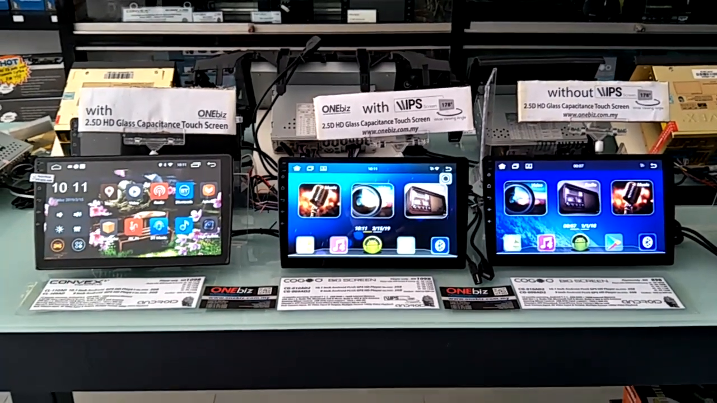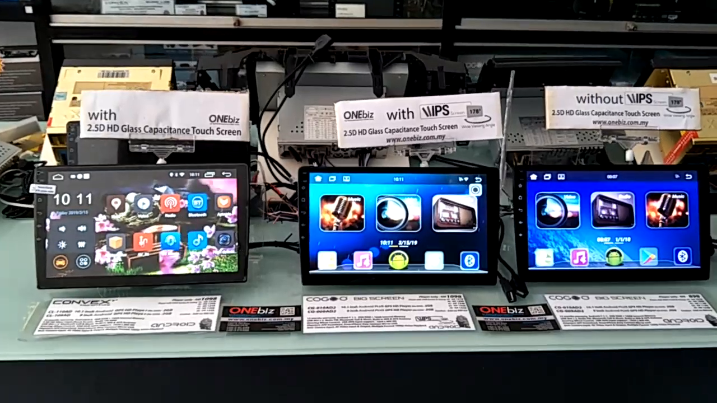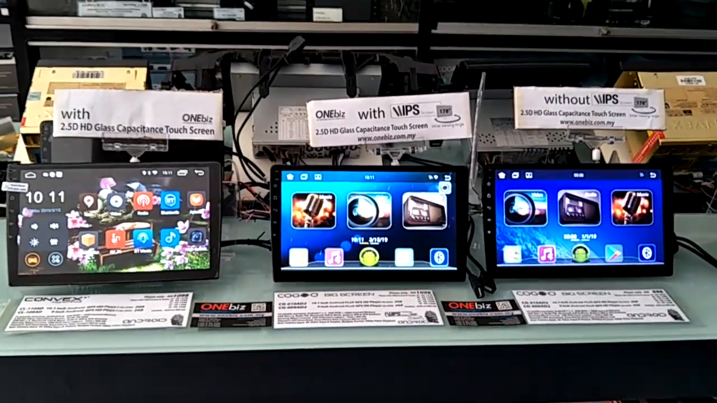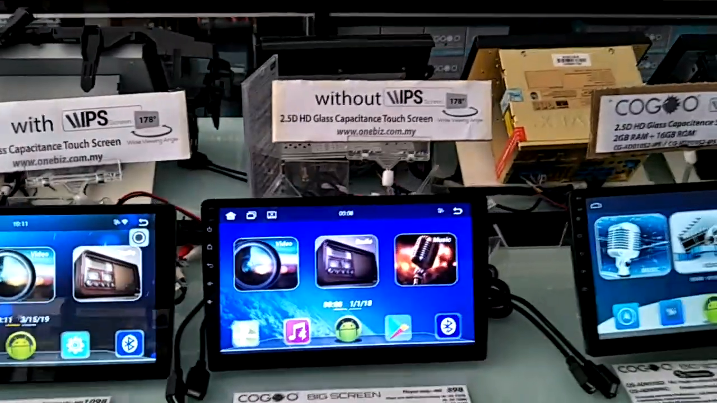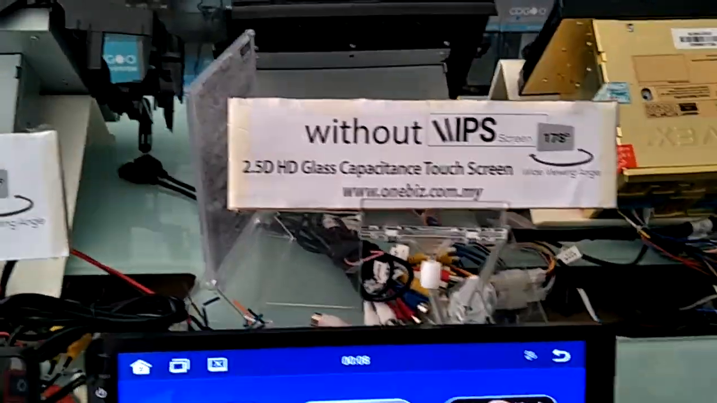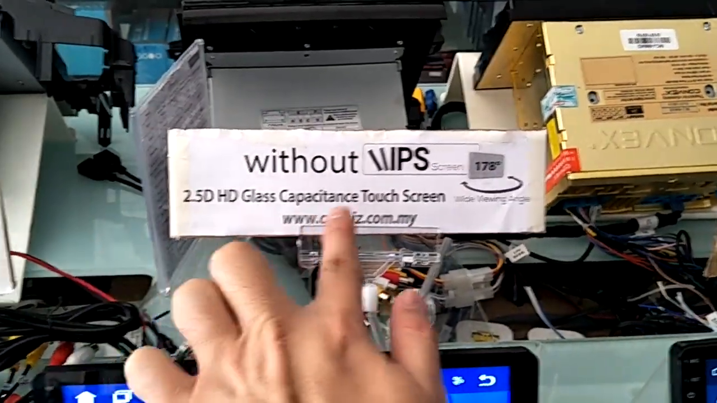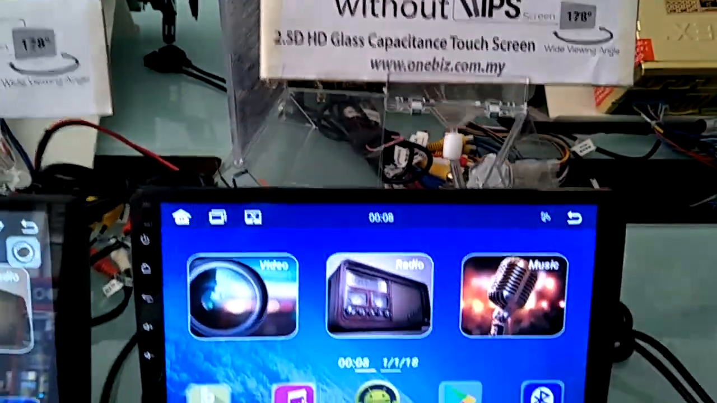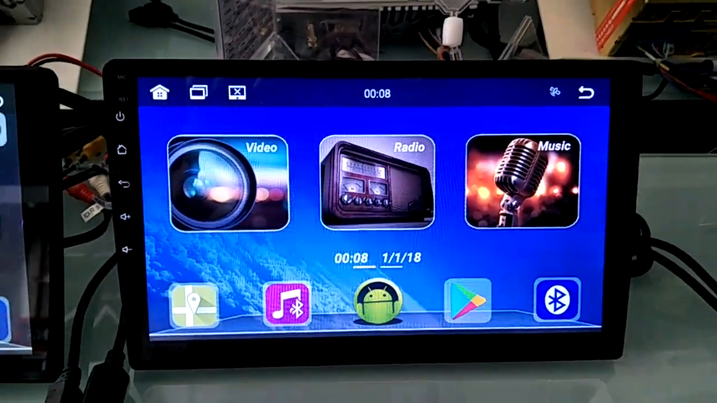This video is for the comparison of IPS screen and 2.5D HD glass capacitance touchscreen. On the right hand side, one is without IPS and without 2.5D. So it's a normal screen. So this is normal touchscreen.